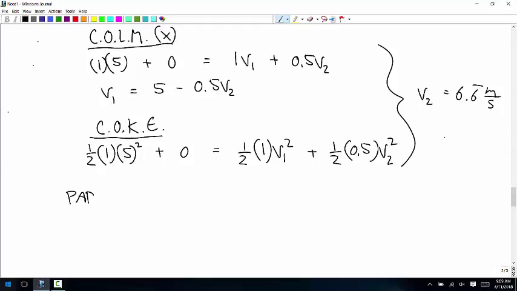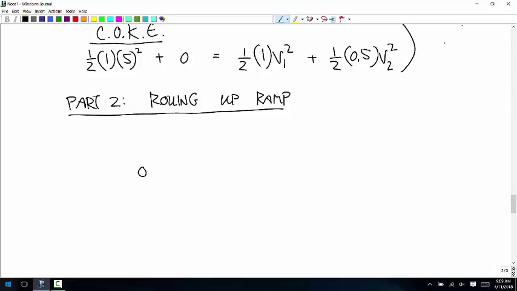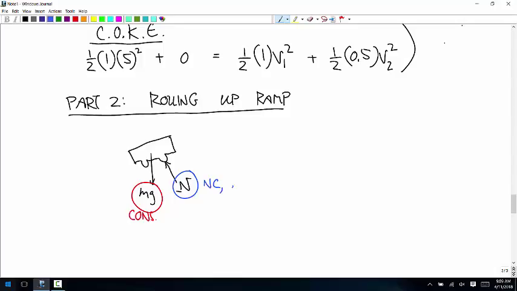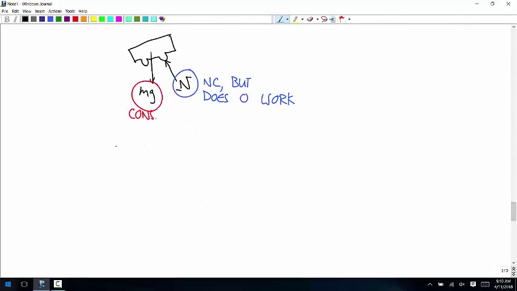And then part 2 is cart 2 rolling up the ramp. If you think about a free body diagram of cart 2 as it rolls, there's a weight and there's a normal force. This one's conservative. This one's non-conservative, but does zero work. So we can use conservation of mechanical energy at instant 1 and instant 2.